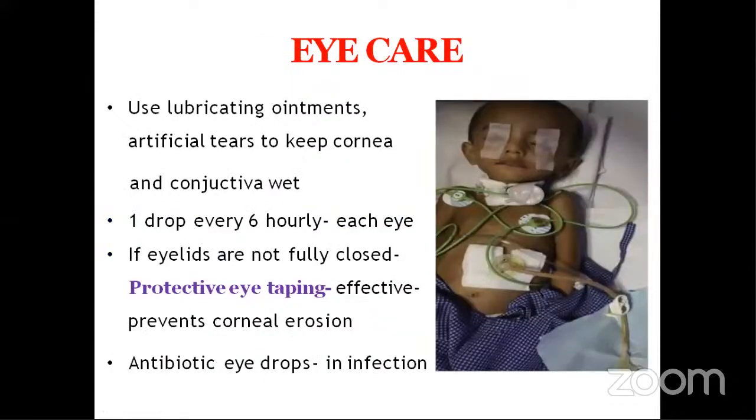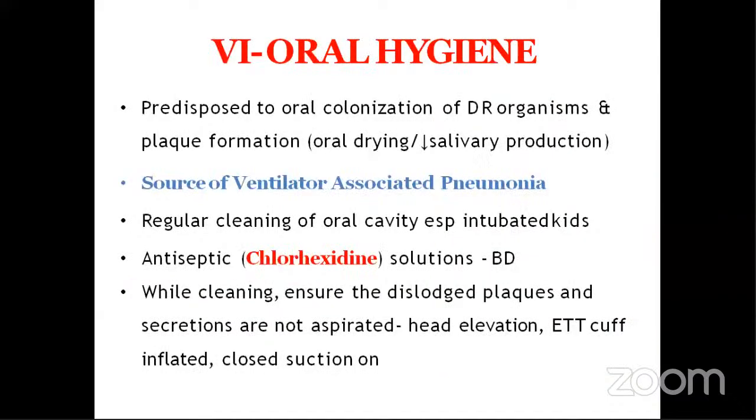What can we do? Use lubricating ointments and artificial tears to keep the cornea and conjunctiva wet. How frequently? One drop every 6 hours, both eyes. If eyes are not fully closed, you can use protective eye taping as is shown in the photograph here. It is very effective in preventing corneal erosion. In cases of infection, definitely antibiotic drops have to be used.